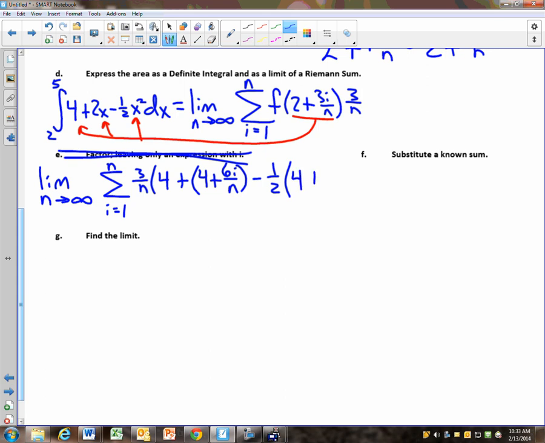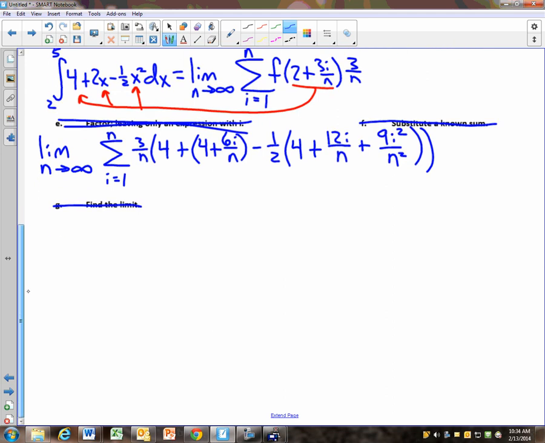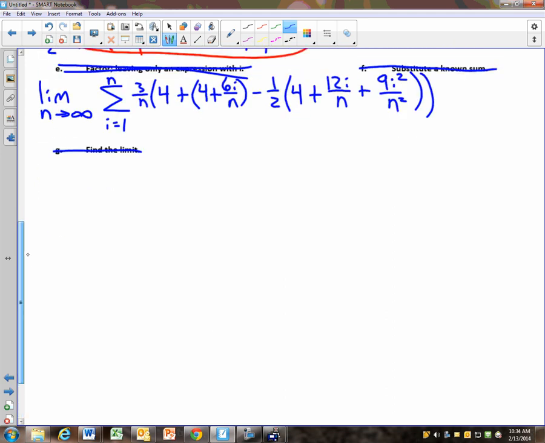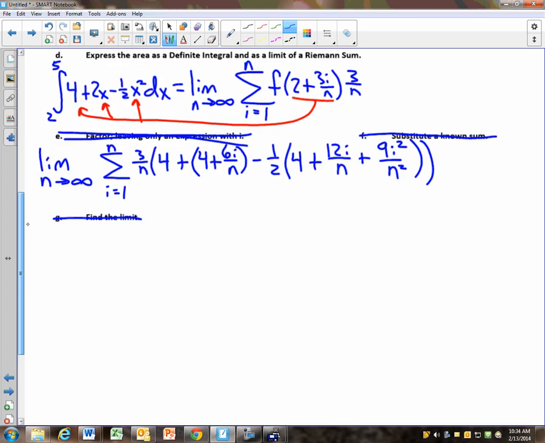4 plus. Now we gotta take 2 times 3i over n, which is 6i over n, and then you double it, 12i over n. Now we got to square the back. What's 3i over n quantity squared? 9i squared over n squared. So we're not really substituting a known sum yet. We're doing a lot of other stuff. Okay. I feel good about it. Do you? Let's do it. We're still on D.